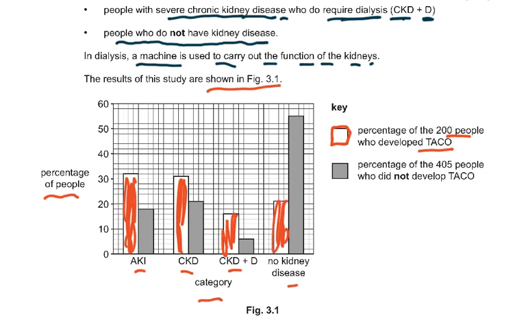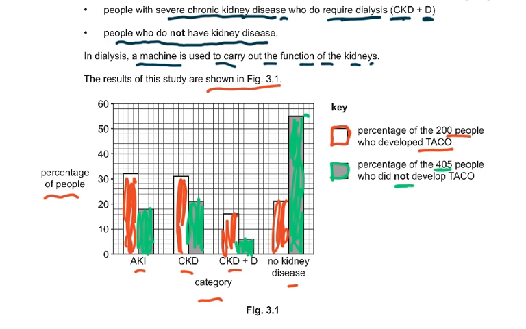And the other color, let me use another color. Now the other is the percentage of the 405 people. This one is out of the 200 people. This one is out of the 405 people who did not develop TACO. So this is in the AKI group, in the CKD group, in the CKD plus D group, and in the no kidney disease group.